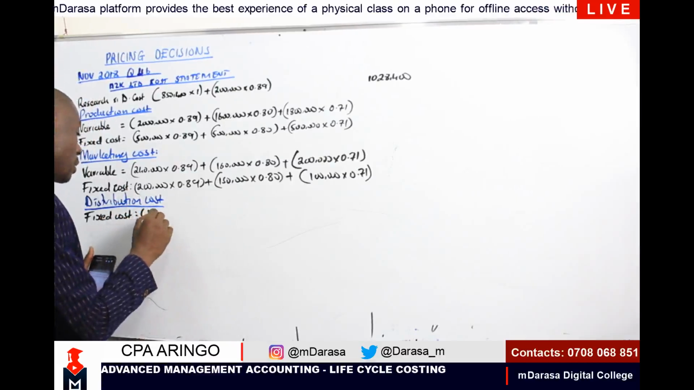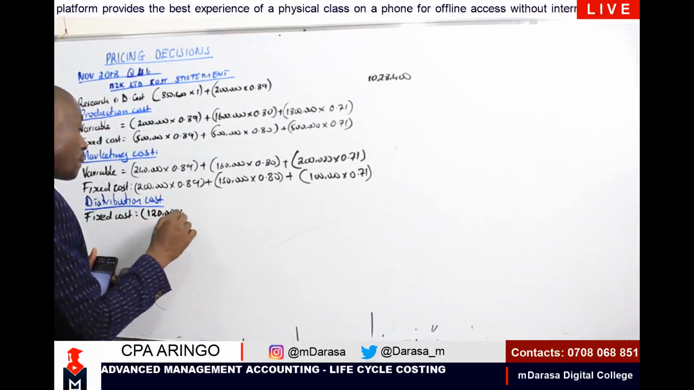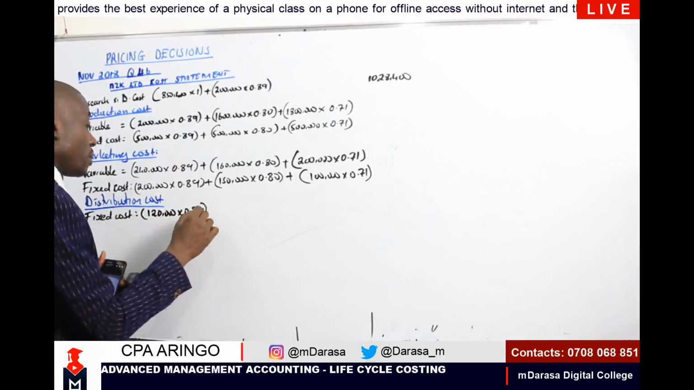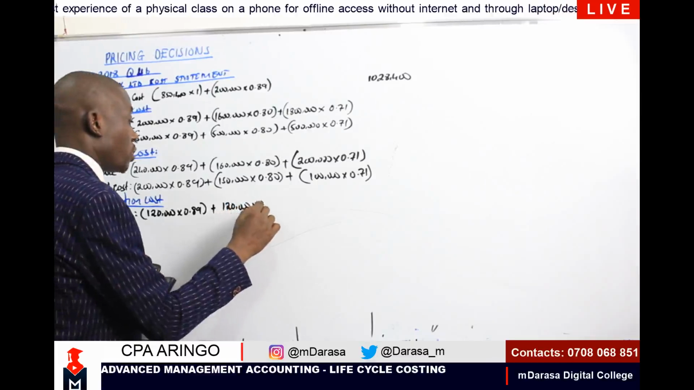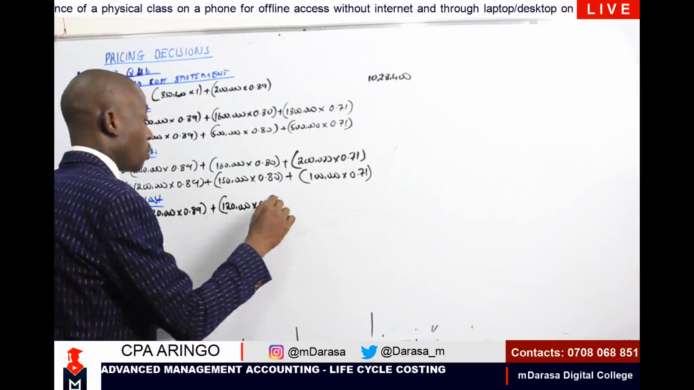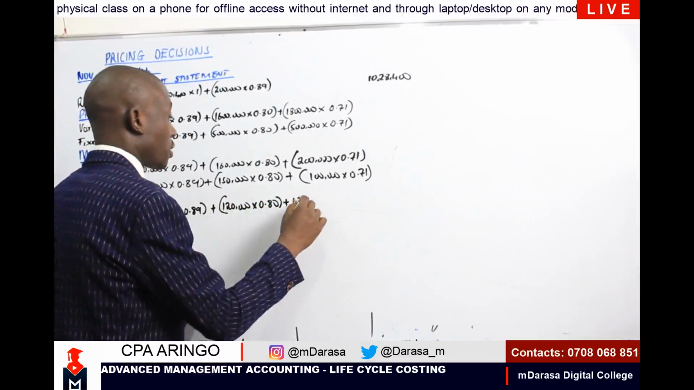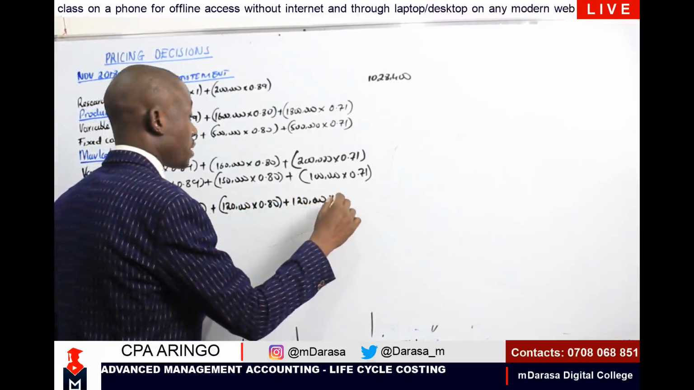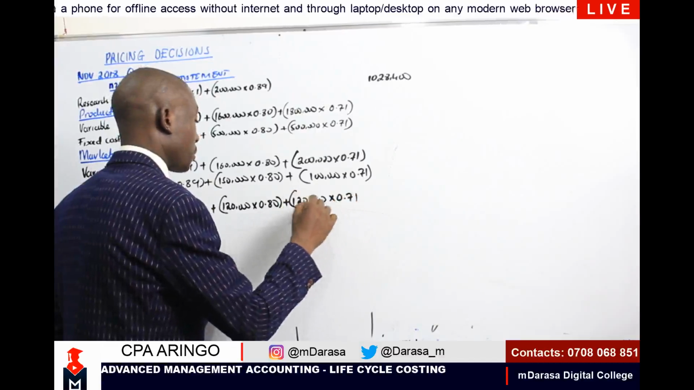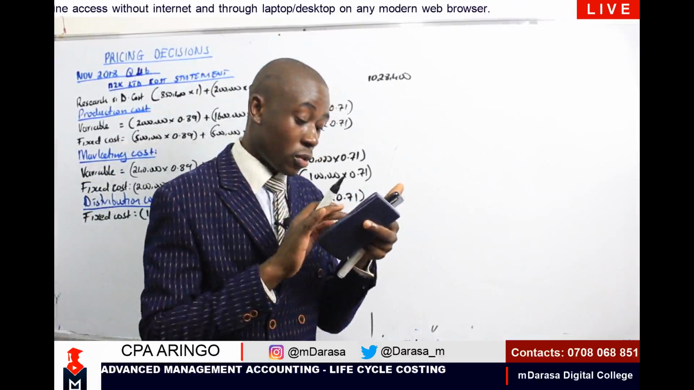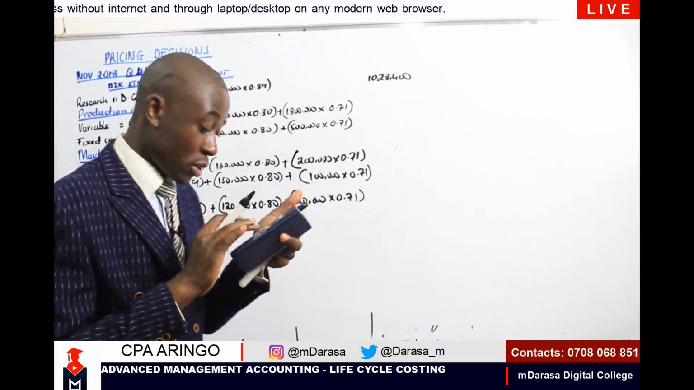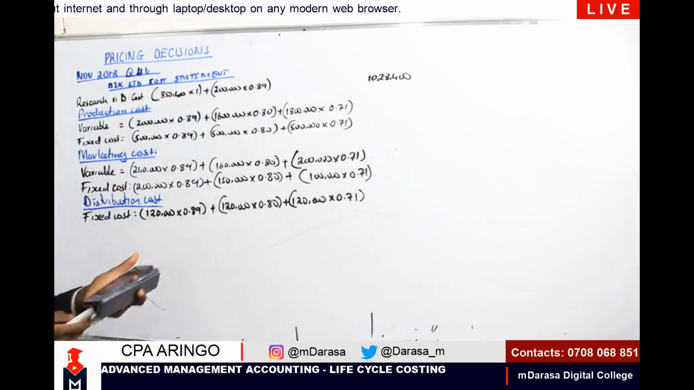So I'm having 120,000 by 0.89. We add 120,000 by 0.80. We add 120,000 by 0.71. So that is what I'm given in regard to the aspect of a distribution cost.